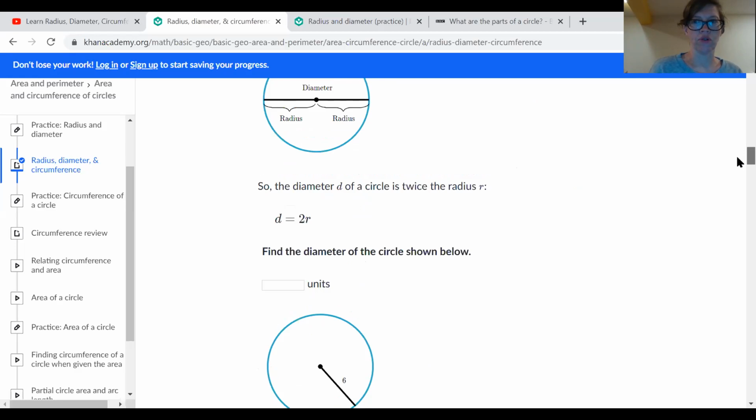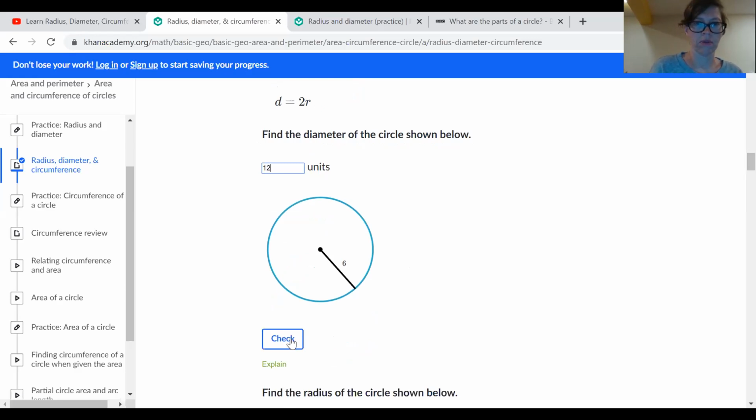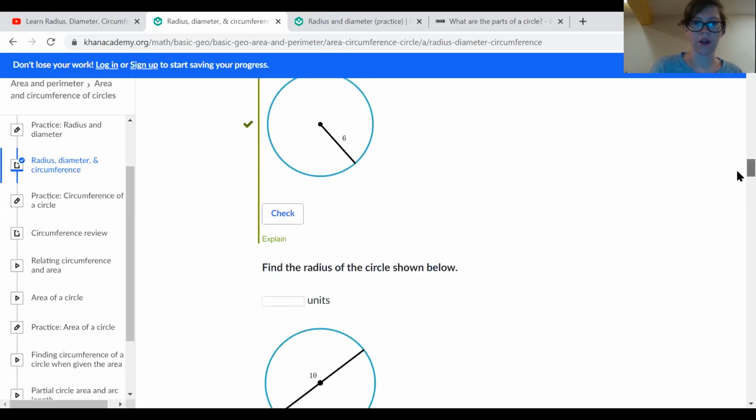So it's telling us to practice finding the diameter of the circle shown below. All right, so here's our radius of 6. So remember, diameter equals 2 times the radius. All right, so I want you to calculate what the diameter would be. And then we'll check. All right, I'm going to go with 12. All right, and that is correct.